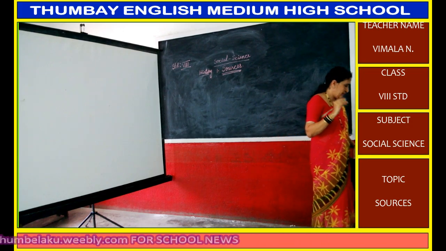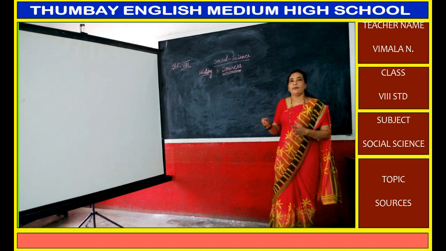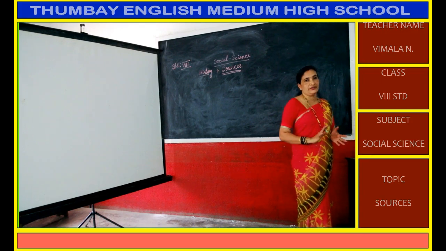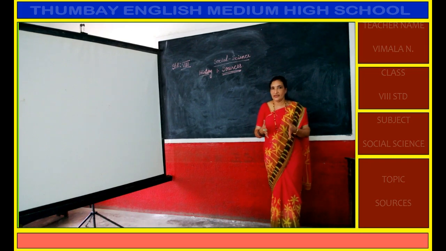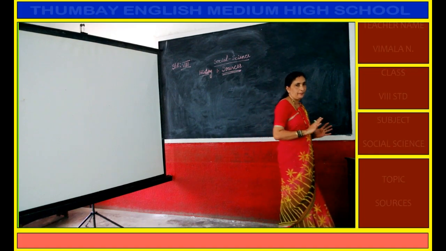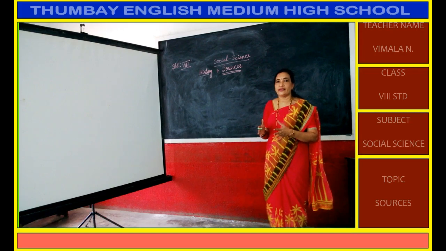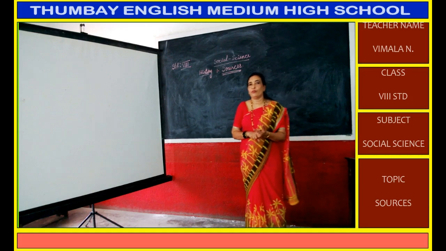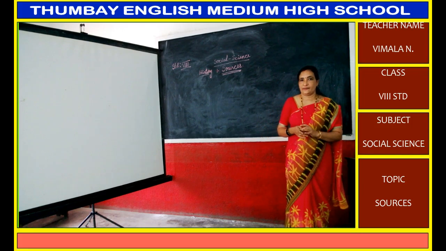What are sources, or what is a source? Human beings have created many things to lead their life since ancient years. These things remained and are called sources. For example, agricultural tools used by ancient people, temples, coins, monuments, etc. are considered as sources.